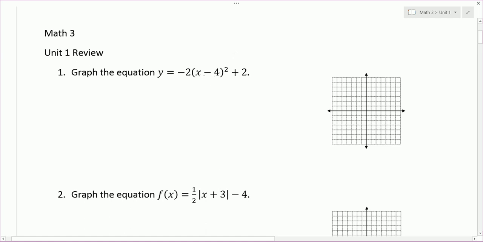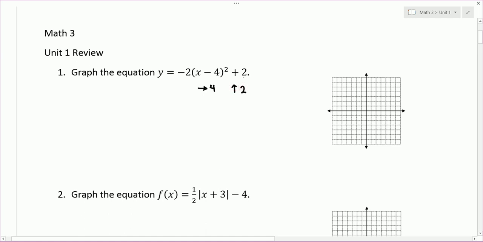Also, we have the x minus 4 inside of the parentheses. The number with the x translates the parent graph left or right. In this case, that minus 4 is going to move us to the right 4 units. And that plus 2 tagged on at the end is going to move us up 2 units.